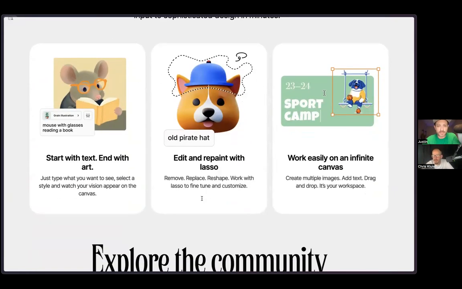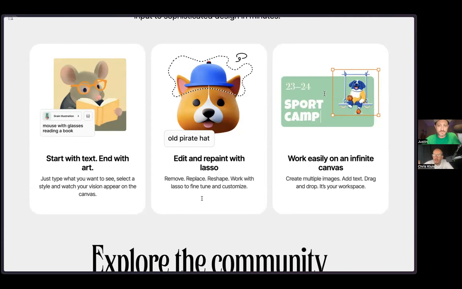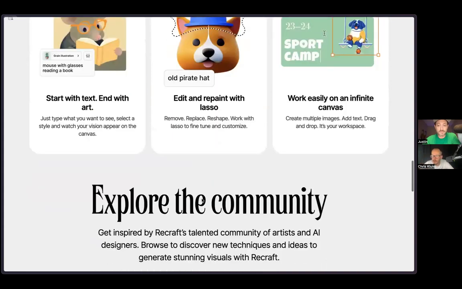But you can see, unlike the rest of the image generators, this one you can start with text, generate the image, then you can lasso it, right, and change it just like you could in Photoshop. And then you can work on an infinite canvas, and it's all vector. So this potentially is the coolest image generating tool out there.